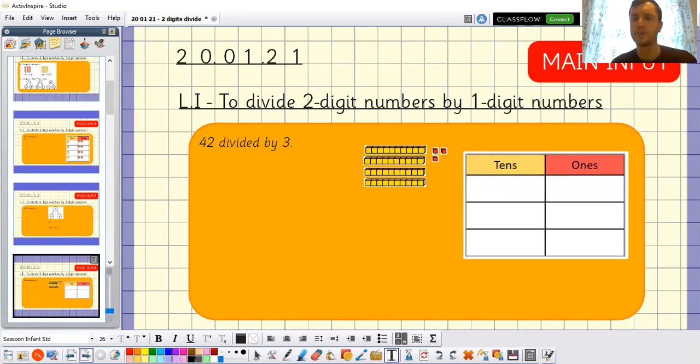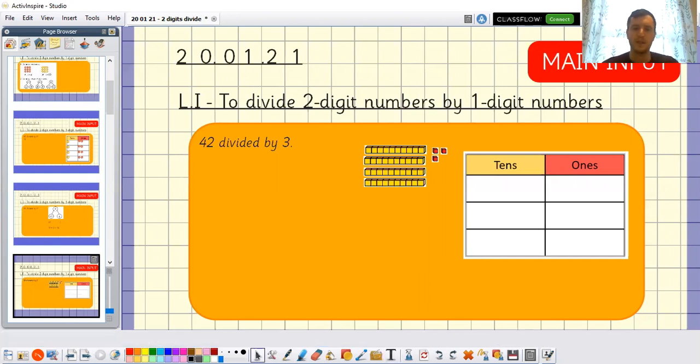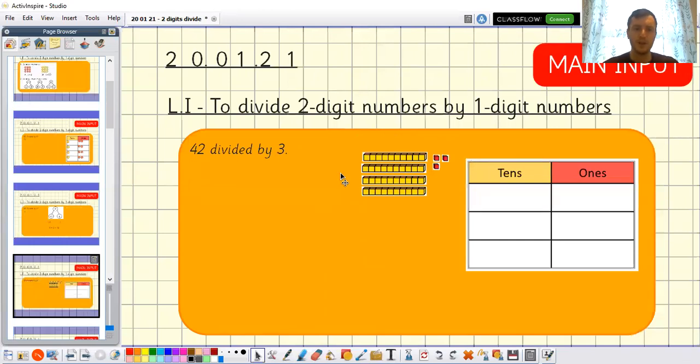Now let's look at a trickier example that does require some regrouping. We'll work through this together and see if you can spot where the difficulty comes in. Some of you might have already spotted it. So I've got the number 42 and I'm dividing by 3. Before I share my tens between the tens boxes, as you can see, I've got 3 groups in my place value grid because I'm dividing by 3. So let's share those tens.